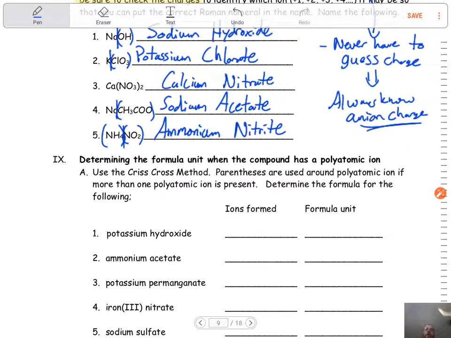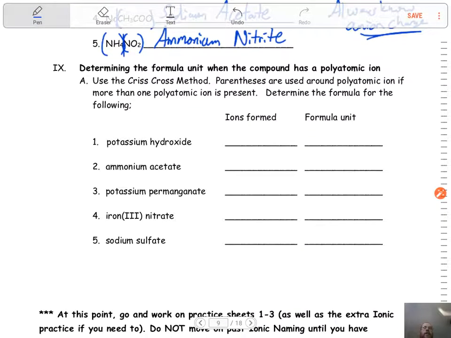That's going from a formula to a name. Down here, now we're going to go back and use that criss-cross method again, and we're going to just use the polyatomics. So guys, I'm not even going to go through one. You've done this already. Pause the video, go through these 5, then I'll go over them, and then you guys can start working on all that mixed practice there.